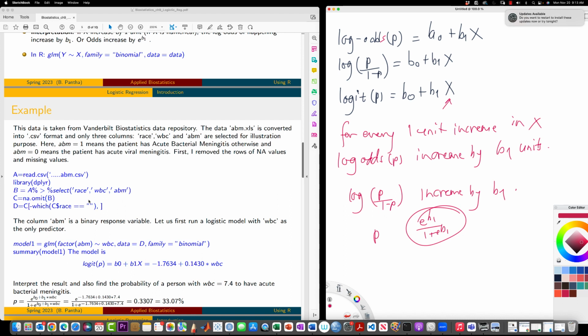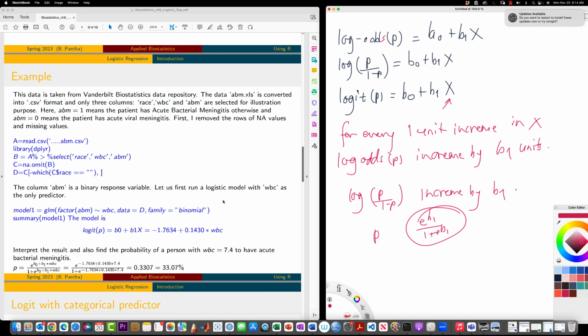First we read the data and select those 3 columns, and we remove the NA values. There may also be some blank values, and we will remove those rows as well. Then let us first run the logistic regression. Model 1 equals GLM factor.